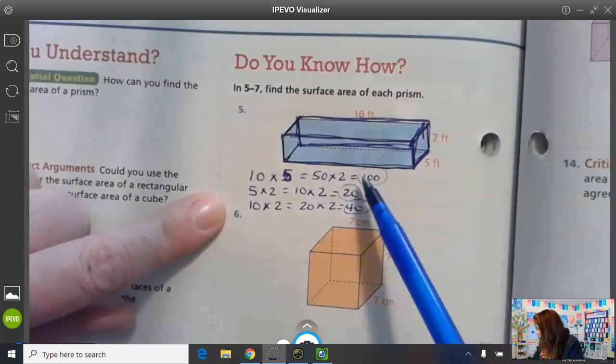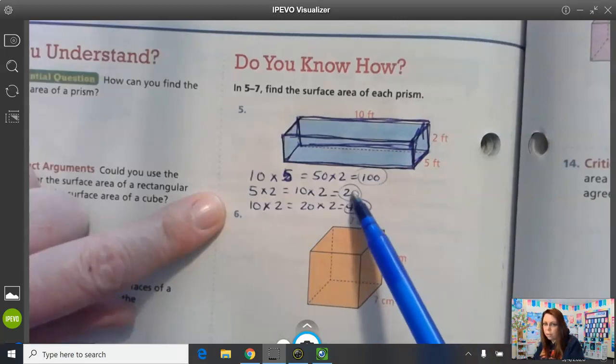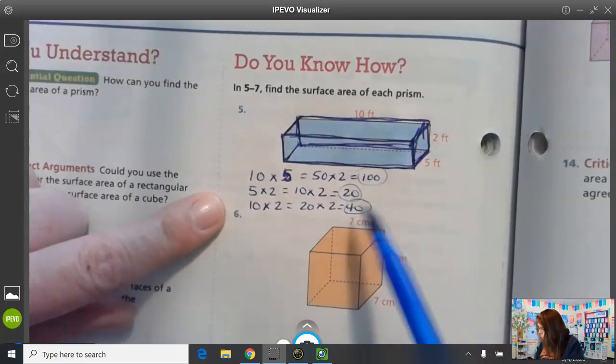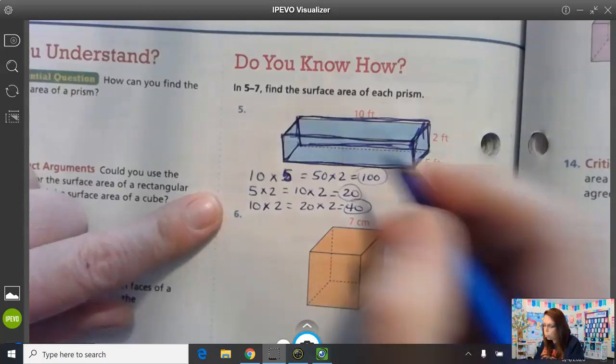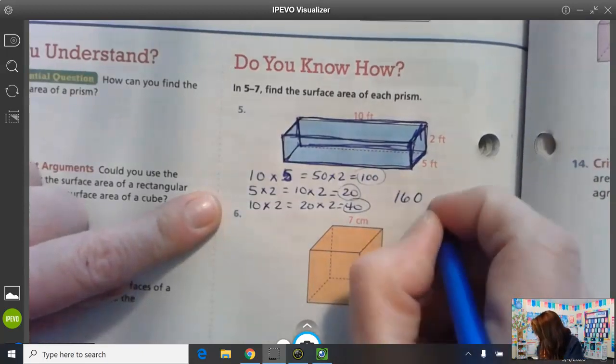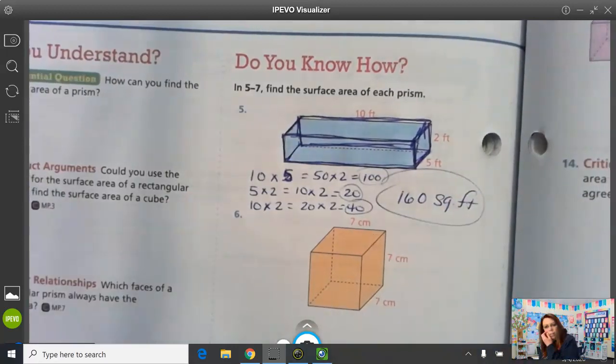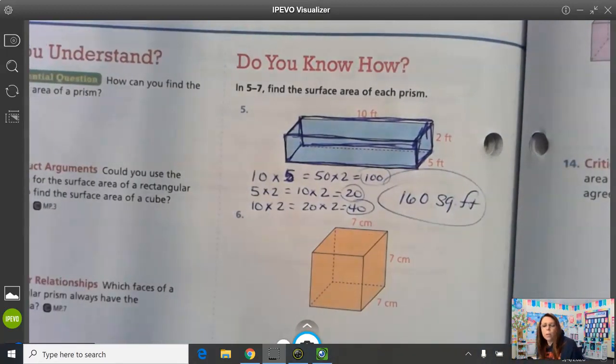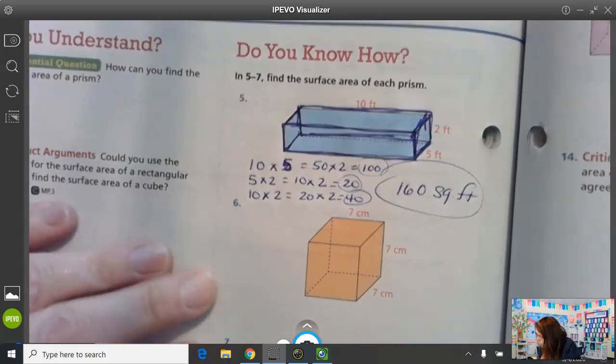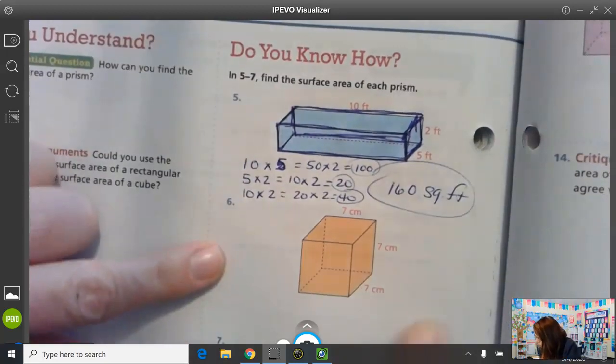And now we just add together 100 plus 20 is 120 plus 40 more is 160. So it equals 160 square feet is our total. Okay, let's shoot down here to number 6 and we're going to try this again.